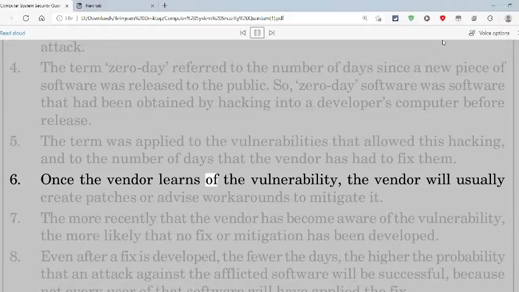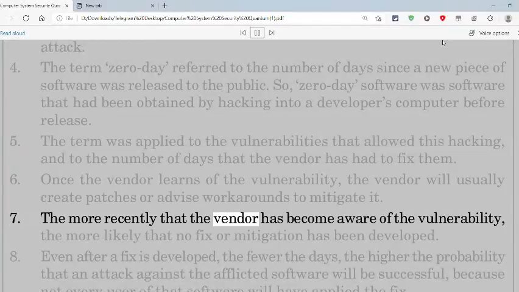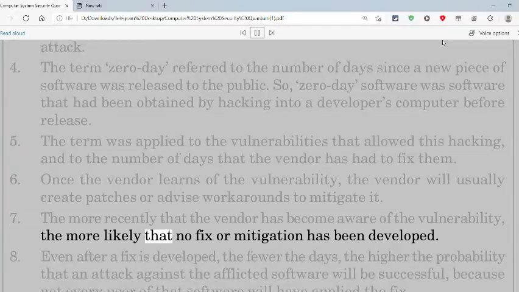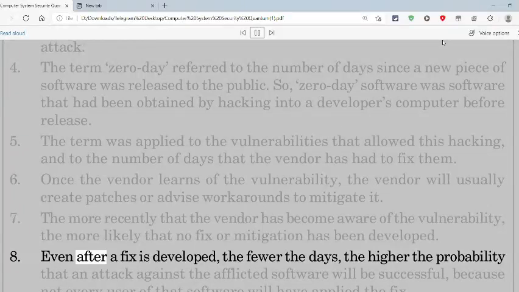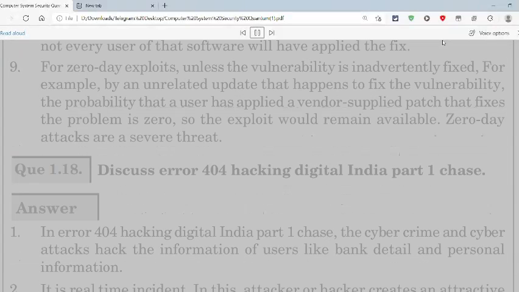6. Once the vendor learns of the vulnerability, the vendor will usually create patches or advise workarounds to mitigate it. 7. The more recently that the vendor has become aware of the vulnerability, the more likely that no fix or mitigation has been developed. 8. Even after a fix is developed, the fewer the days, the higher the probability that an attack against the afflicted software will be successful because not every user of that software will have applied the fix.